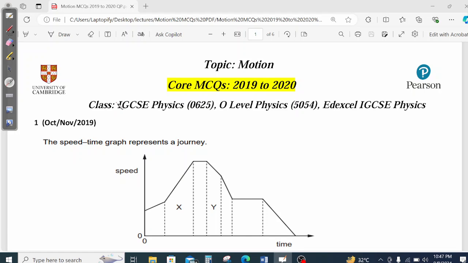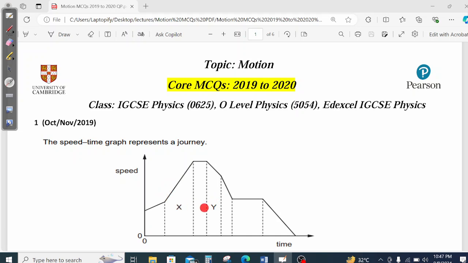Let's start. Question number 1, that is taken from October-November 2019. The speed time graph represents a journey. This is the speed time graph of any moving body that is traveling, and the result is shown in front of you. Okay, so look at this one.